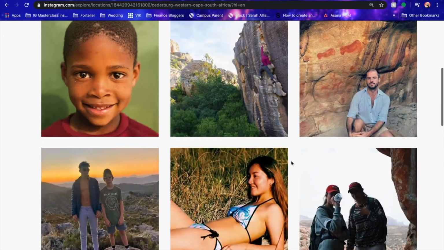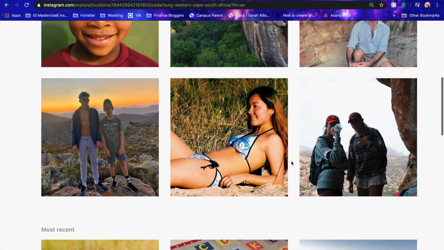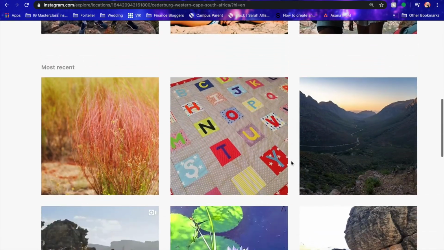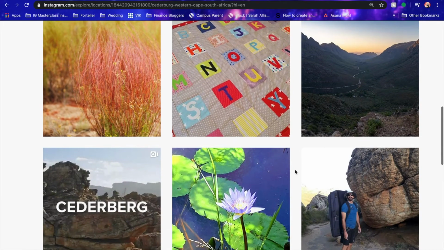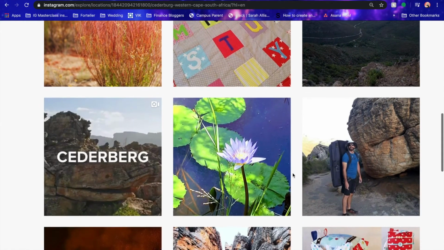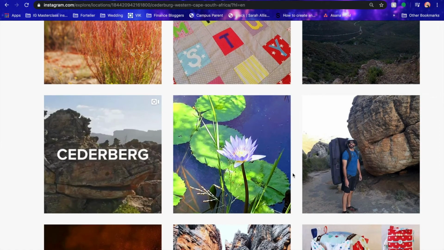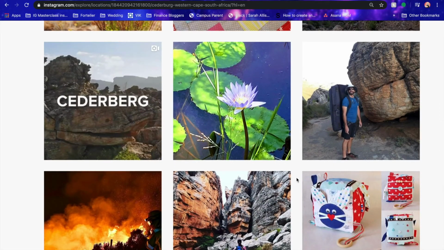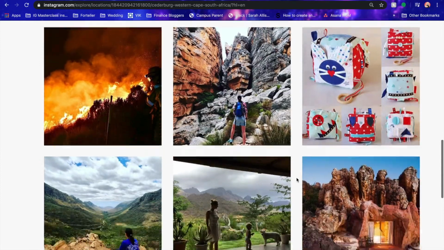So when you think about where exactly you are going to tag yourself today, think of where you want people to find you. Think of tourist-based locations, places people visit where you know they're going to be interested in looking at other people's hashtags.